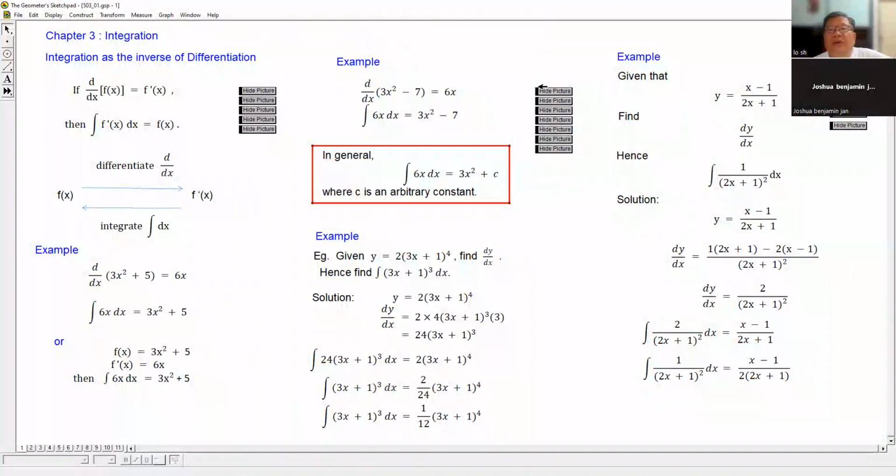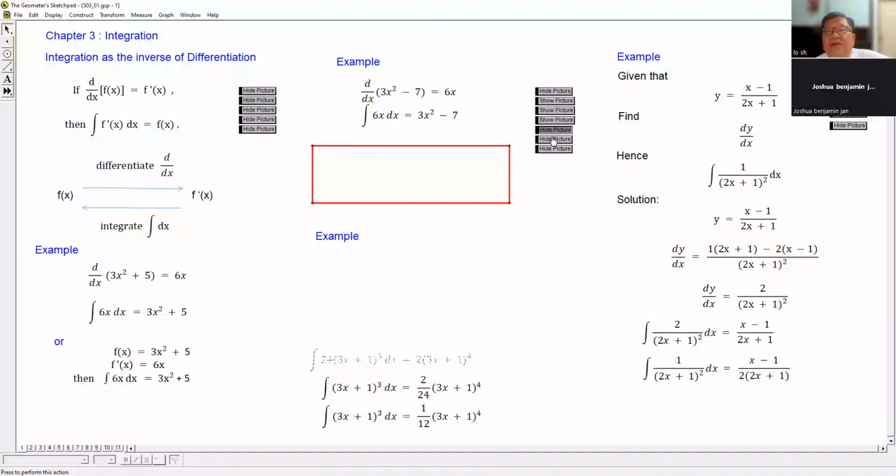Right. So now we look at this example here. Another example, I differentiate 3x squared minus 7. The answer is 6x. Then if I integrate 6x with respect to x, I should get back 3x squared minus 7. Okay, right.